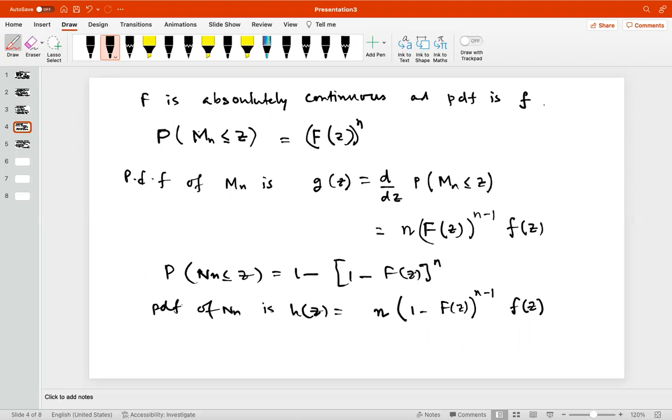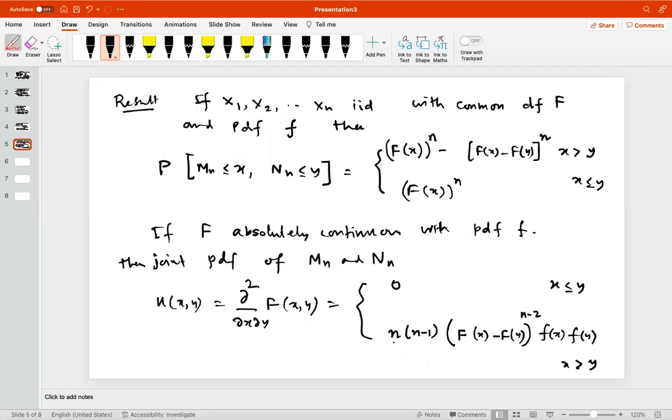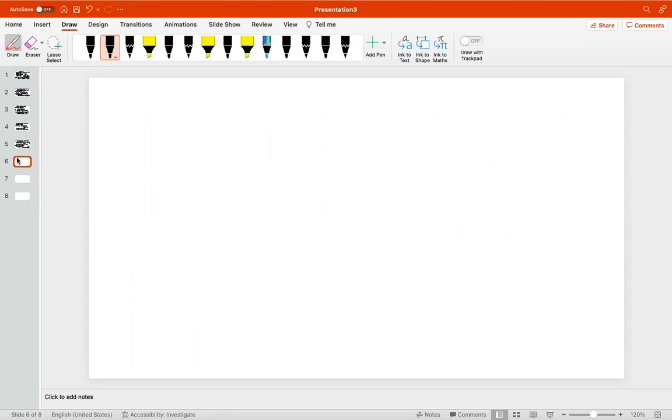So if you take the product, then it is n squared into fx, fx to the power n minus 1, 1 minus fy to the power n minus 1. But here it is not something like that. It is n into n minus 1. So these are different. It is not the product of the density functions, so they are not independent. It's obvious. The maximum and minimum cannot be independent. If the minimum value is large, then the maximum value cannot be small. So they should not be independent. It is clear. Now we'll see one example, and then it will be much more clear.